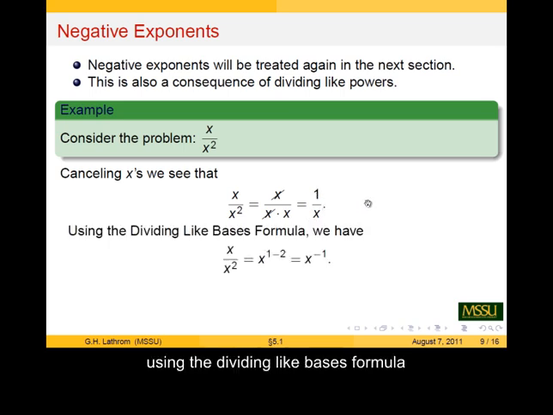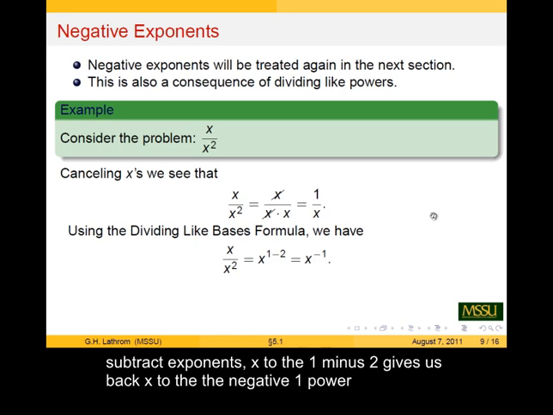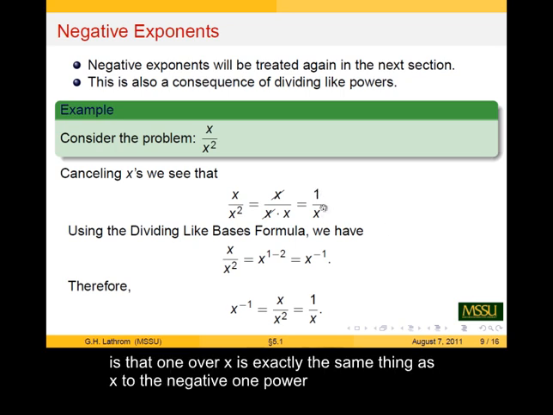Now if we use the dividing like bases formula, we've got an exponent 1 in the numerator, an exponent 2 in the denominator, so that when we subtract, x to the 1 minus 2 gives us x to the negative 1 power. So what this really means is that 1 over x is exactly the same thing as x to the negative 1 power.